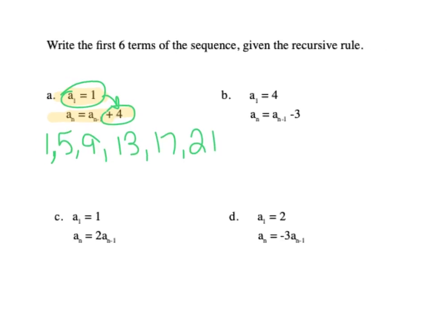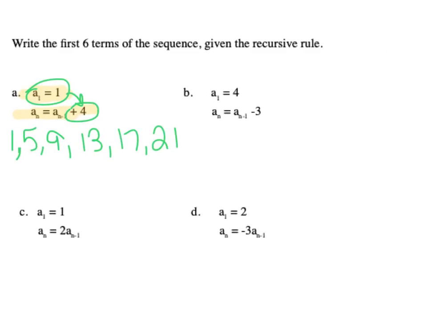A sub 1 on the next one is 4, so I know my first term is 4. And from there, I am subtracting 3 each time. So minus 3. 4 minus 3 is 1. Minus 3 is negative 2. Minus 3 is negative 5. Minus 3 is negative 8. Minus 3 is negative 11. And you could keep going on and on and on. And if I ever wanted to know how to find the next term, I could just look at any term that I want. The next term is just going to be minus 3 from there.